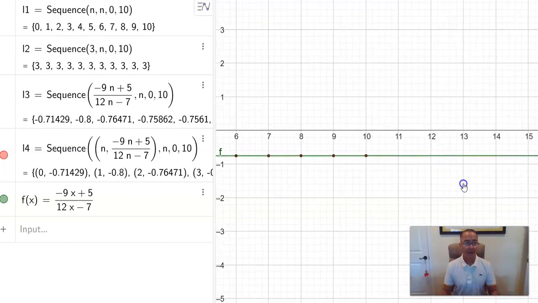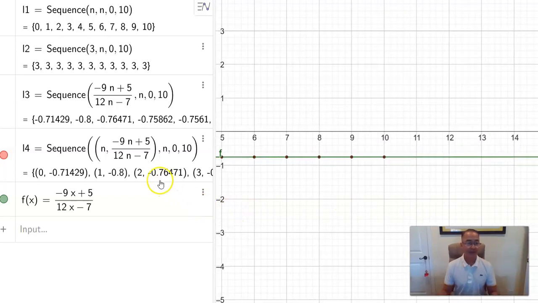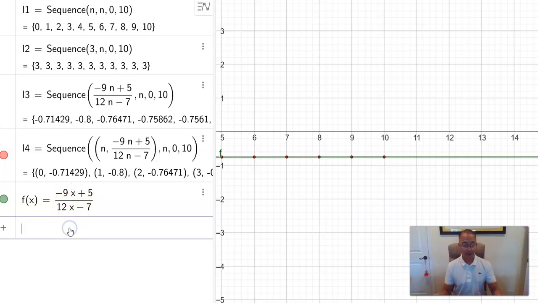Our function almost looks like a straight line, even though it is obviously not a straight line. Well, you know how to do this. We did this in L'Hopital's rule, all the way back in basic calculus. To find the limit of this function using first principles, we can multiply and divide the numerator and denominator by 1 over x. So we'll get negative 9 plus 5 over x, over 12 minus 7 over x. The limit is negative 9 over 12. So we have a horizontal asymptote, y equals negative 9 over 12.